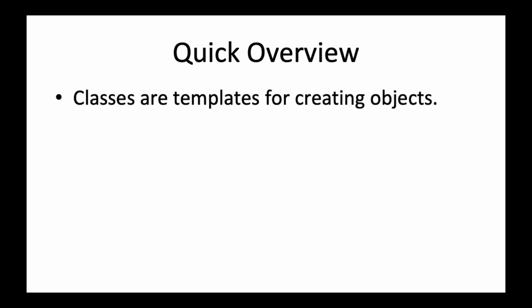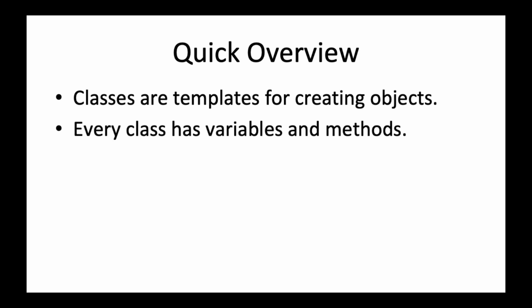So as a quick reminder, let's go through what classes and objects are. Basically, classes are a template for creating objects, meaning it's a kind of mold through which you create objects with similar features. Every class has variables and methods that correspond to the attributes of objects and how the objects behave.